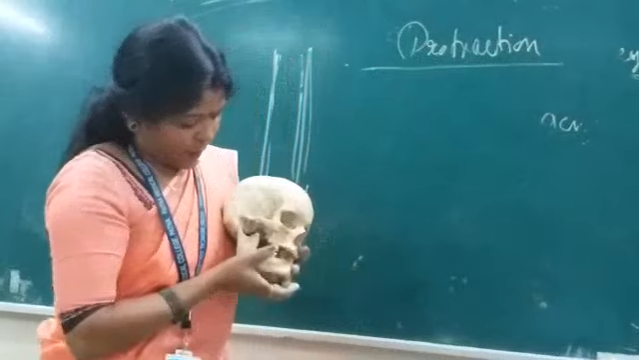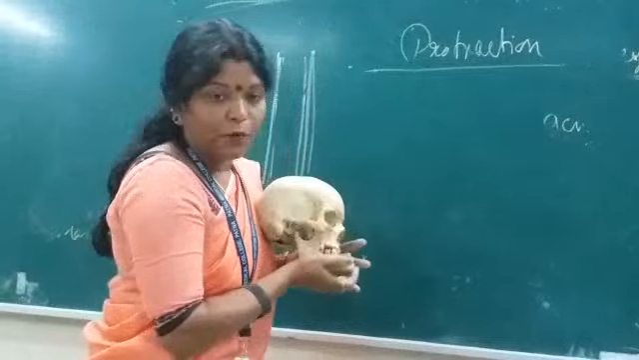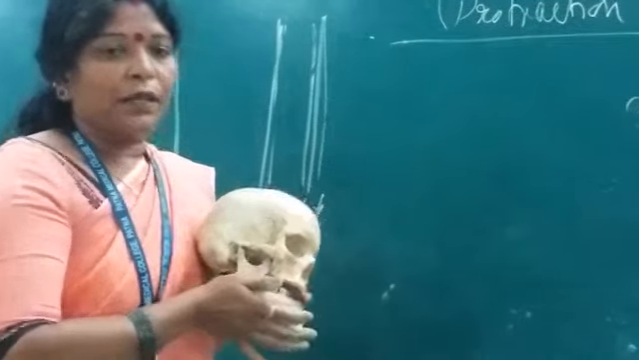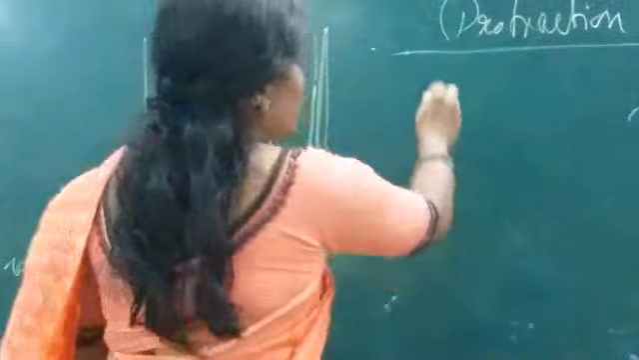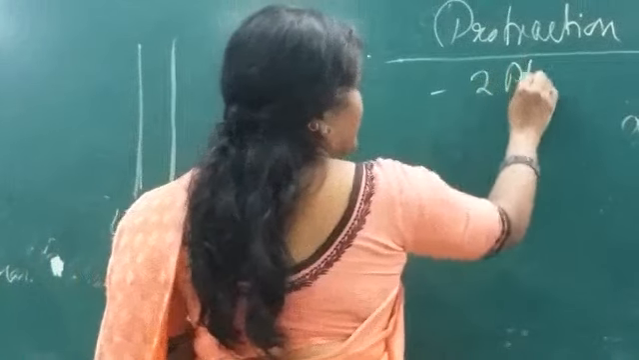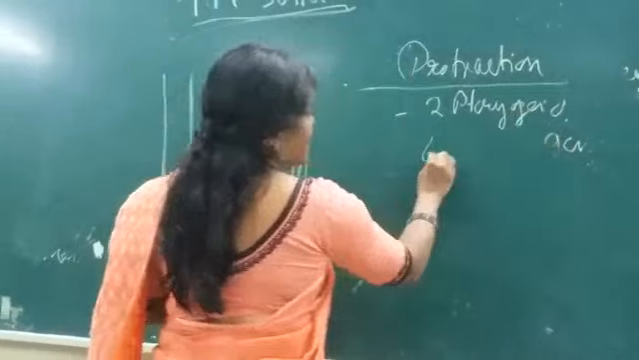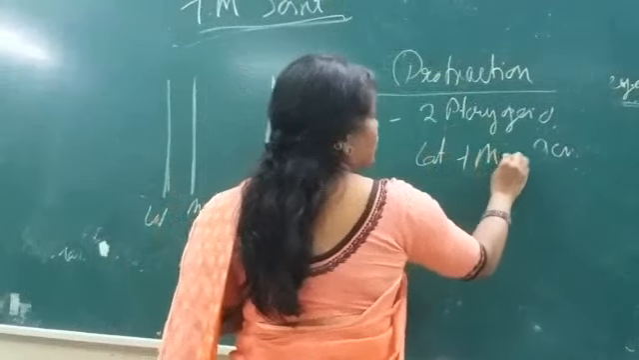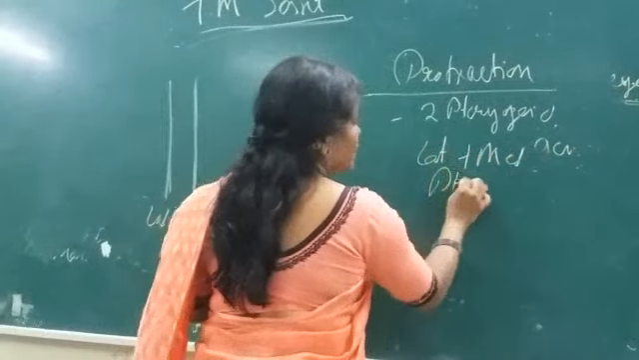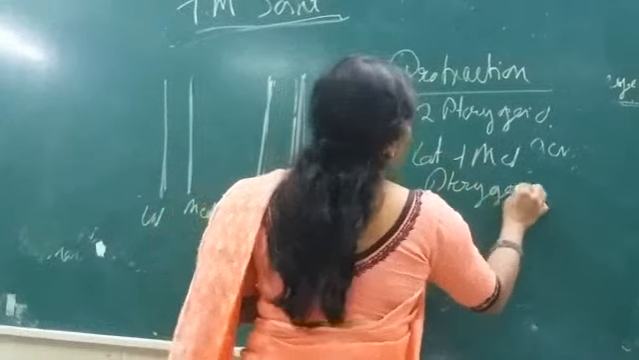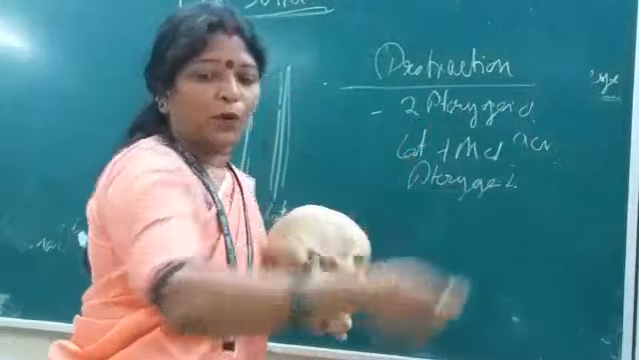Protraction. That means anterior movement. How does it work? Which muscle? Two pterygoid muscles, that is the lateral plus medial pterygoid. Both the pterygoid muscles will protrude the mandible at the temporomandibular joint.